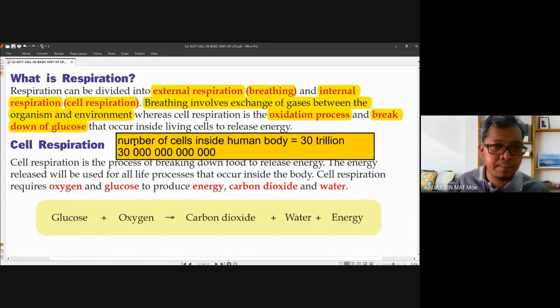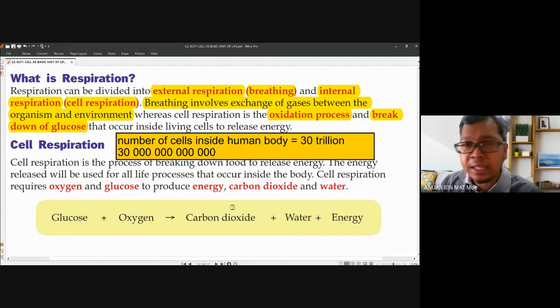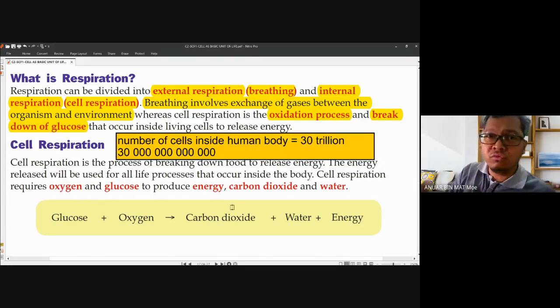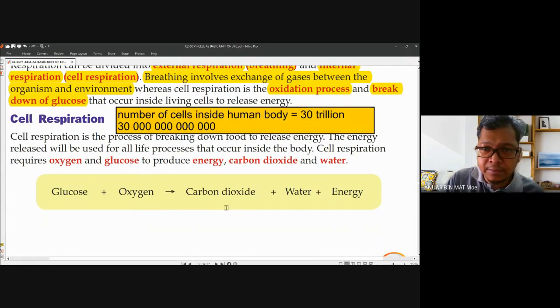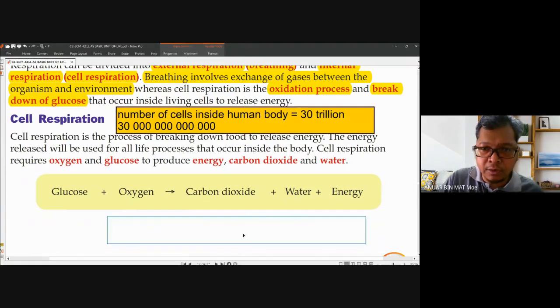Just remember that. In this topic we are focusing on cell respiration. External respiration you will learn in Form 3, where you breathe in and then you breathe out. But in this topic, chapter 2, 2.1, we are focused on cell respiration. Okay, class, so we can continue right now.